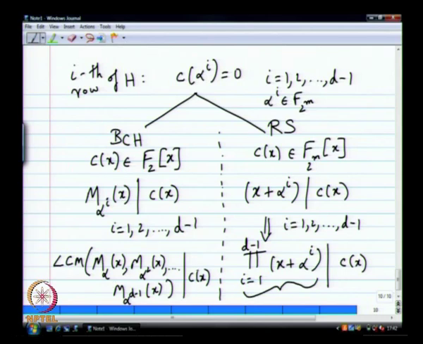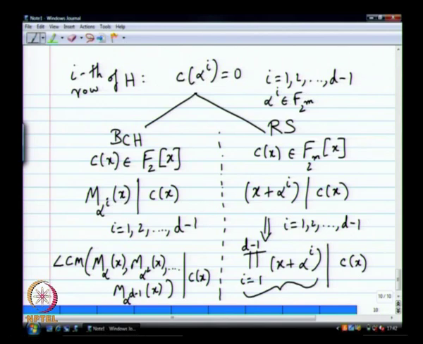Yeah, I can do the same thing here as well. If you take any multiple of the LCM of these minimal polynomials, all of them will definitely have alpha power i as a root. But remember, when I say any multiple, can I pick the other polynomial to be from F2^m[x]? No, I have to take it only from F2[x]. I can't take it from F2^m[x].